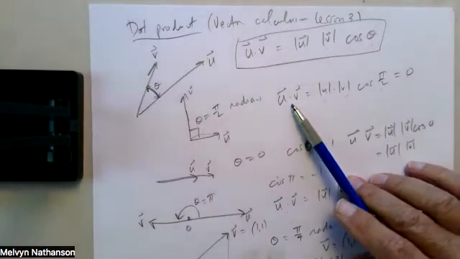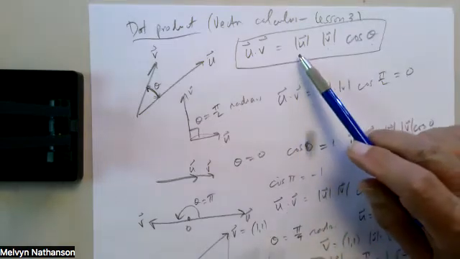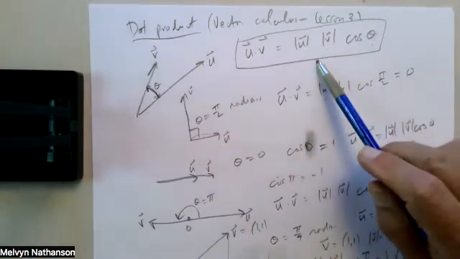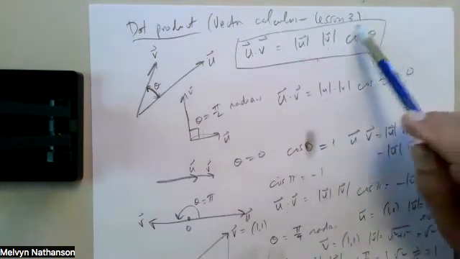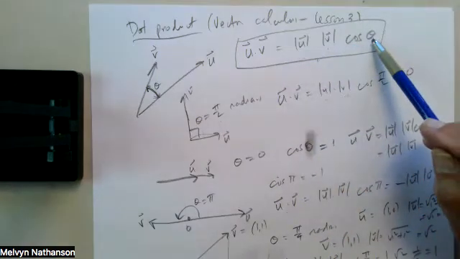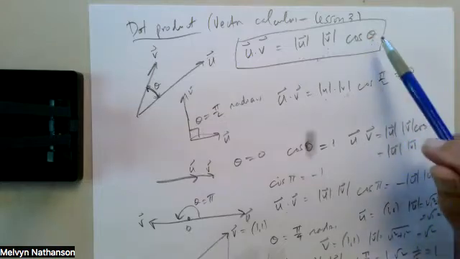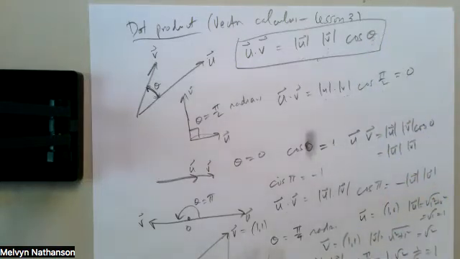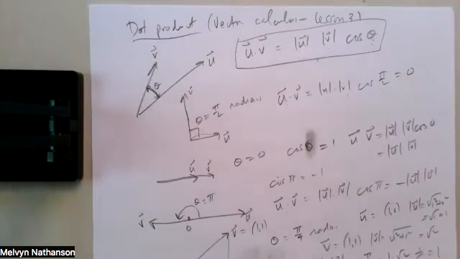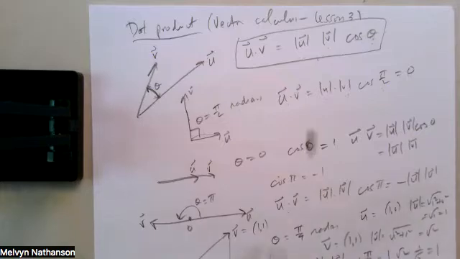And conversely, if you take two non-zero vectors, so the lengths are positive, if the dot product is 0, that means the cosine of theta is 0. And that only happens when theta is plus or minus pi over 2 radians, which means the vectors are perpendicular. So the dot product gives us a way to determine the perpendicularity of two vectors. Two vectors are perpendicular if and only if the dot product is 0.